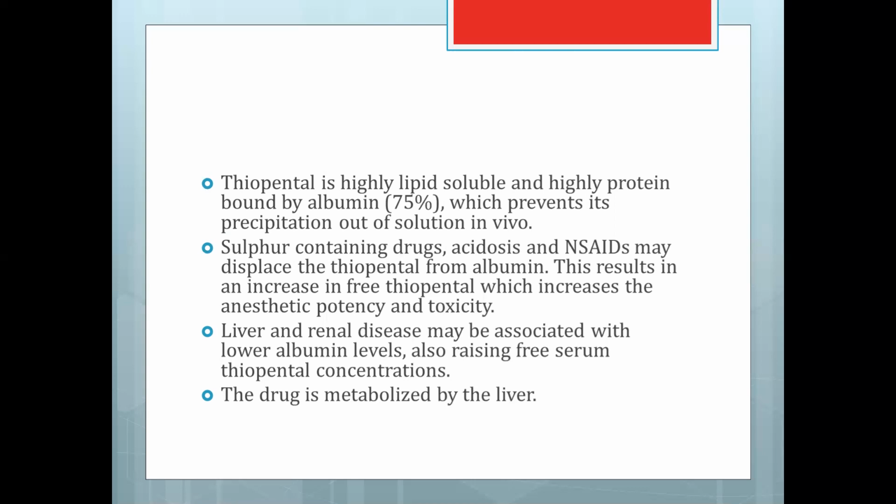Liver and renal disease may be associated with low albumin levels, also raising free serum thiopental concentrations. The drug is metabolized by the liver. So if there is a liver problem, you need to adjust the doses of thiopental. Because first of all, the albumin levels will be reduced, so there will be more thiopental present. And as the metabolism occurs in the liver, if the liver is not functioning well, most likely the drug will be metabolized more slowly. So you need to really take care of the doses that you're giving.